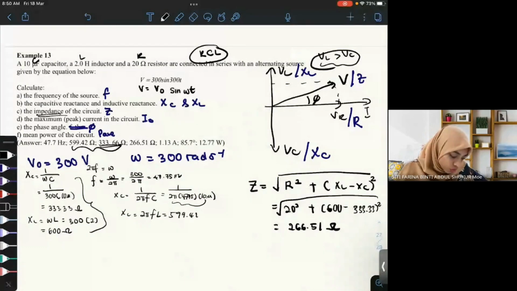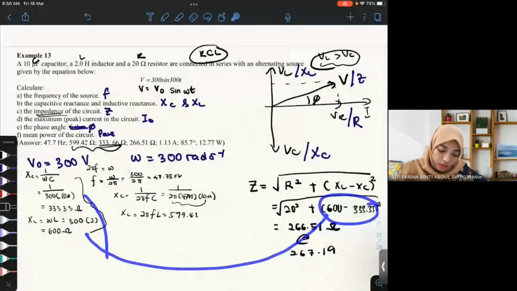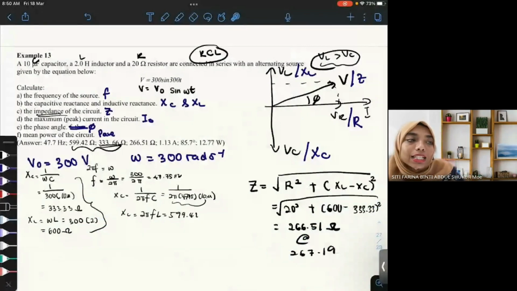260 ataupun 267.19. It depends on what value you substitute here based on what you have got here lah kan. Dia ada dua jawapan kalau guna frekuensi ataupun ni. Dia lari sikit je lah. Tapi it is accepted sebab your method is correct. Tak payah risau.